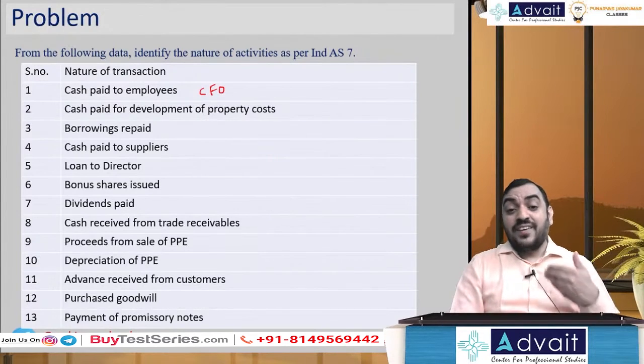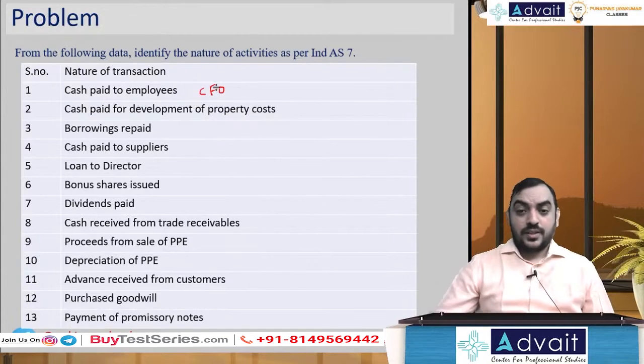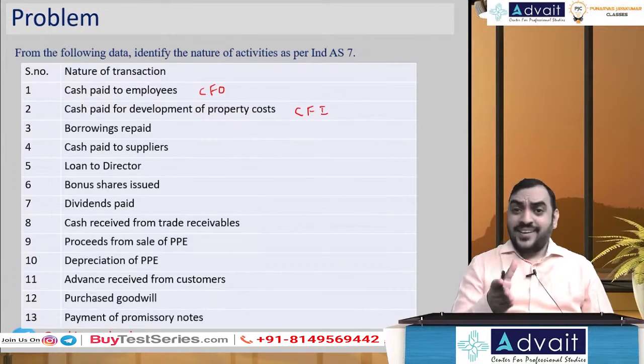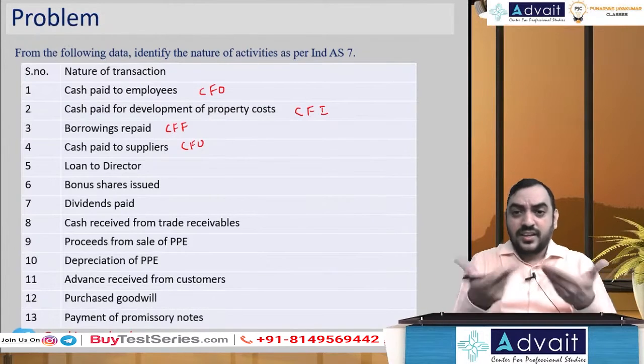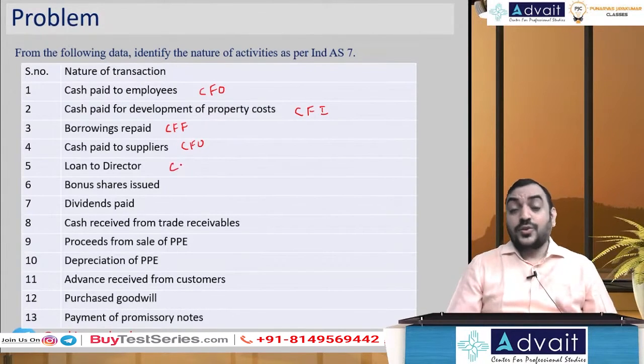Cash paid for development of property costs. Property, therefore it is asset side, investing activity. Borrowing repaid, borrowing is related to the liability side, so financing activity. Cash paid to supplier, normal course of business, operating activity. Loan to director, or somebody else. Loan given is an investment, so related to the asset side of the balance sheet, investing.